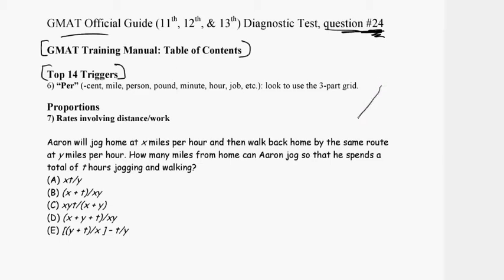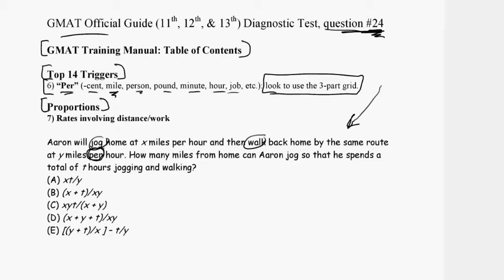Scrolling back down to the question a little bit here. Notice he's jogging and he's walking, okay, and he's going per hour. So that's our trigger, is per. Anytime they say the word per, like percent or per mile or per person or per pound or per minute or per hour, per job, I have this killer 3-part grid that we can use, okay? More specifically from the table of contents, we have these proportions here, and you're going to see we have rates involving distance. That's what this involves.